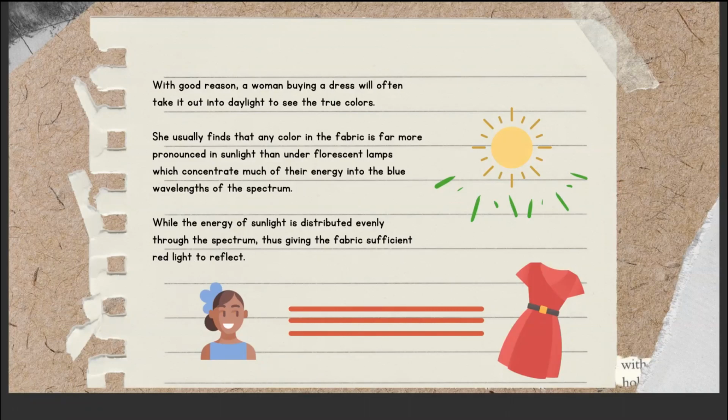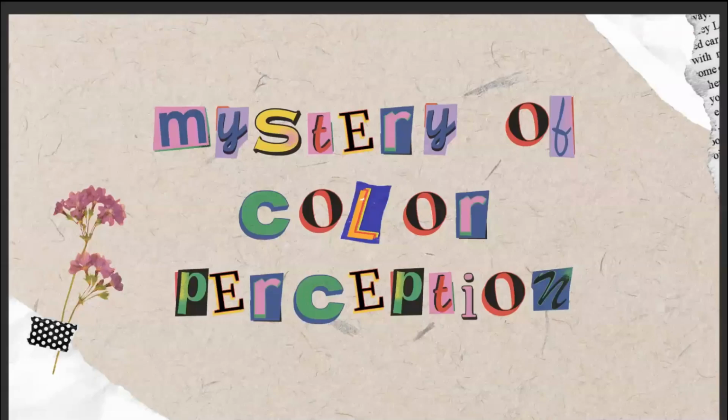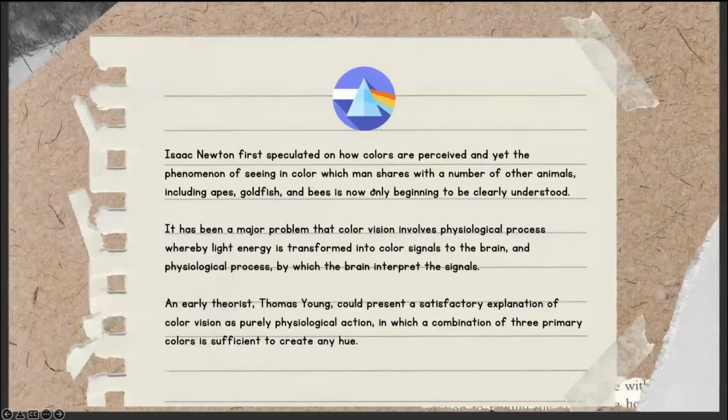Next is the mystery of color perception. Isaac Newton first speculated on how colors are perceived, and yet the phenomenon of seeing in color, which man shares with a number of other animals, including apes, goldfish, and bees, is only now beginning to be clearly understood. So it's more of a phenomenon.